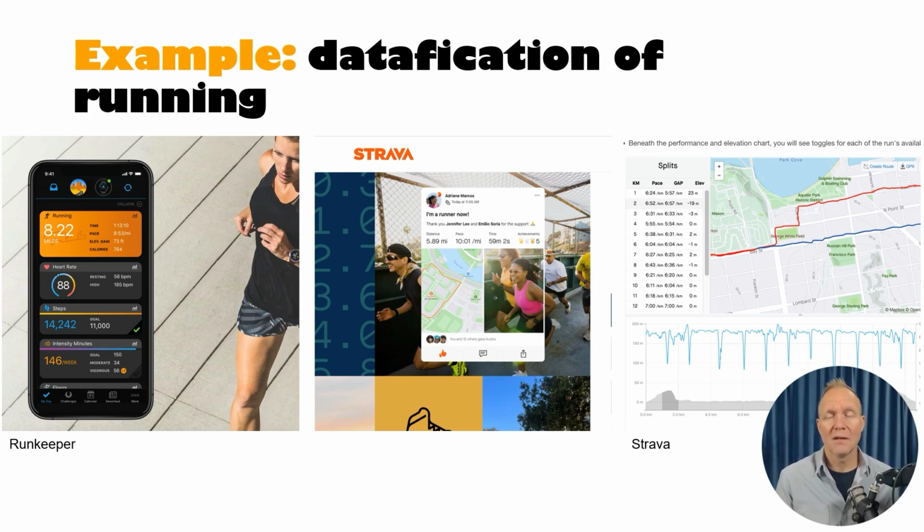By bringing the very running activity into numbers is opening up a whole innovation space around running. Just an example here.